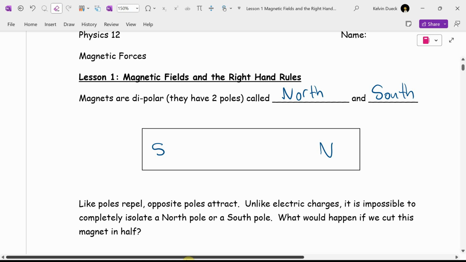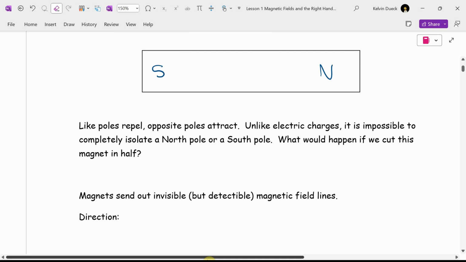However, unlike electric charges, you can't isolate a north pole and a south pole. You can isolate a negative charge, we call that an electron. You can isolate a positive charge, we call that, starts with letter P, proton, okay? We can isolate those. You can't isolate magnetic poles.